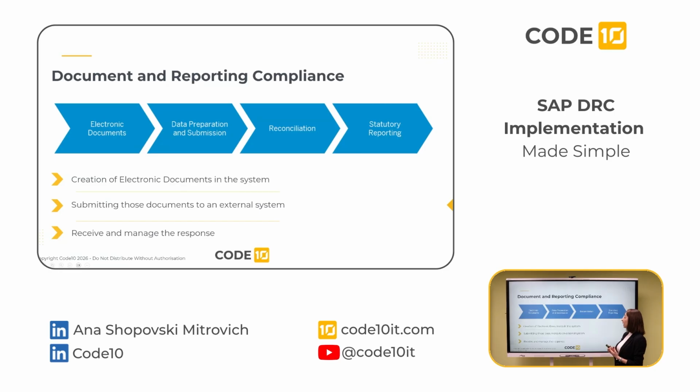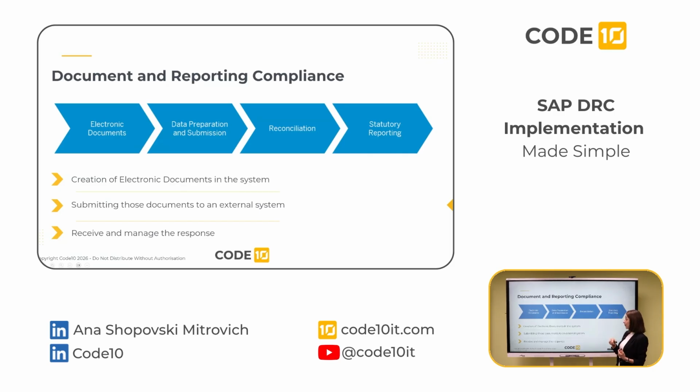So this product, Document and Reporting Compliance from SAP, is divided into four main blocks. We have the creation of the electronic document. So what is an electronic document? One electronic document corresponds to one SAP document. So it can be an FI document, an invoice, a delivery note. It can be all kinds of different documents that we have in the system, and we can see them in the e-document cockpit, in the e-document framework within the SAP system, right?